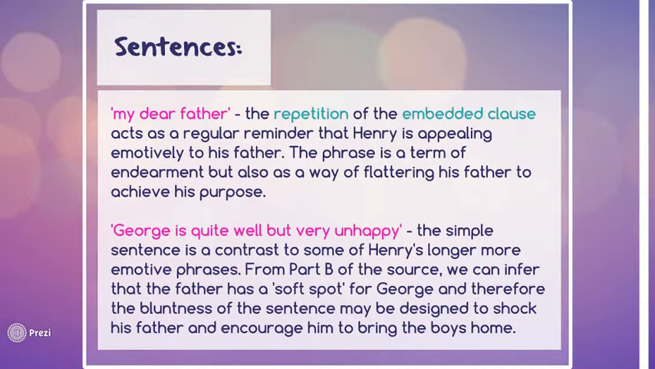part B, where Henry's father writes to somebody else about this issue, we can infer from that the father does have a bit of a soft spot for the son George, and therefore for Henry to use George in that kind of blunt, short sentence right at the end of the letter may actually be a bit of a persuasive tool, as if he's trying to shock his father by playing on his emotions and therefore encouraging him to bring both of the boys home.